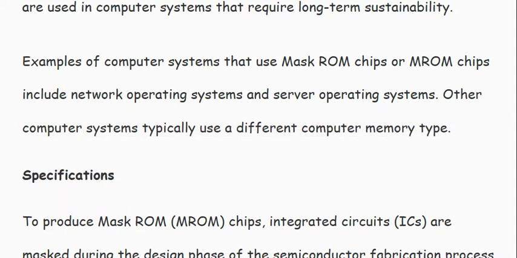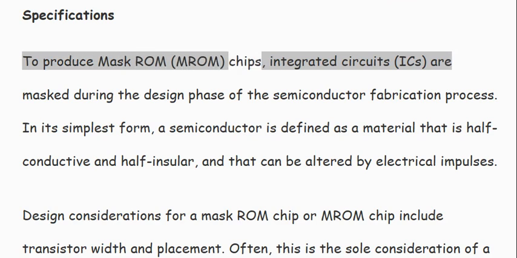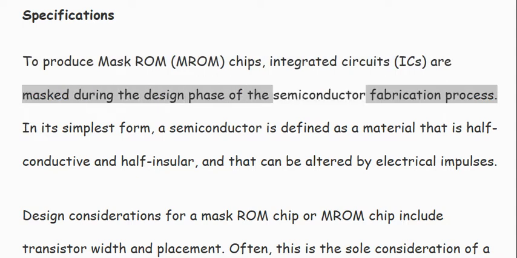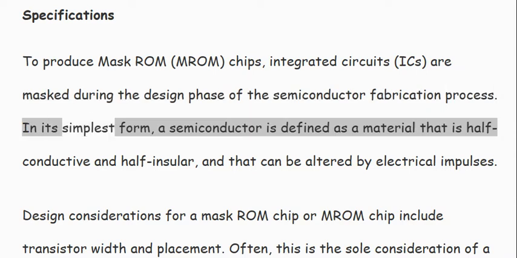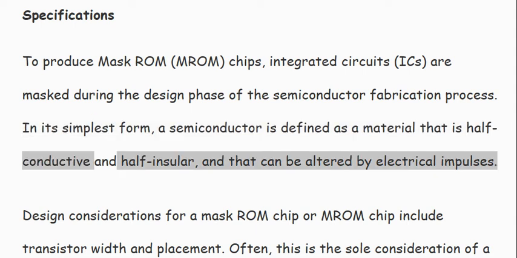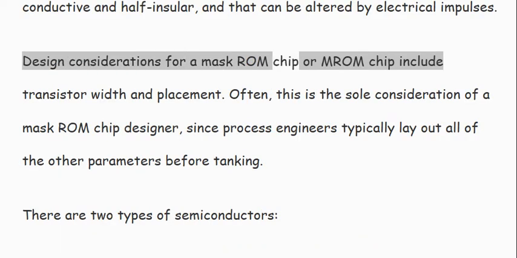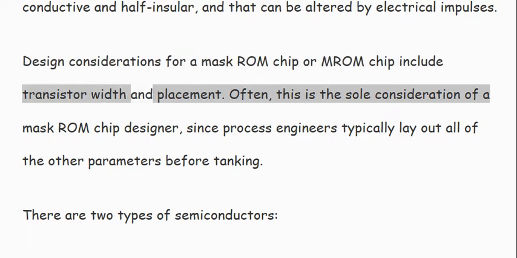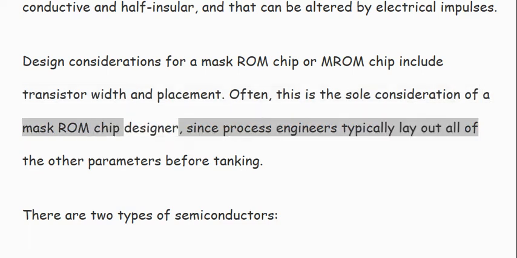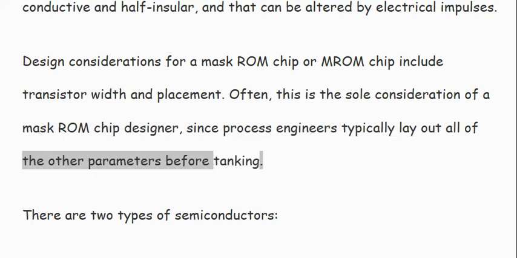Specifications. To produce mask ROM, MROM chips, integrated circuits, ICs, are masked during the design phase of the semiconductor fabrication process. In its simplest form, a semiconductor is defined as a material that is half conductive and half insulating, and that can be altered by electrical impulses. Design considerations for a mask ROM chip or MROM chip include transistor width and placement. Often, this is the sole consideration of a mask ROM chip designer, since process engineers typically lay out all of the other parameters beforehand.